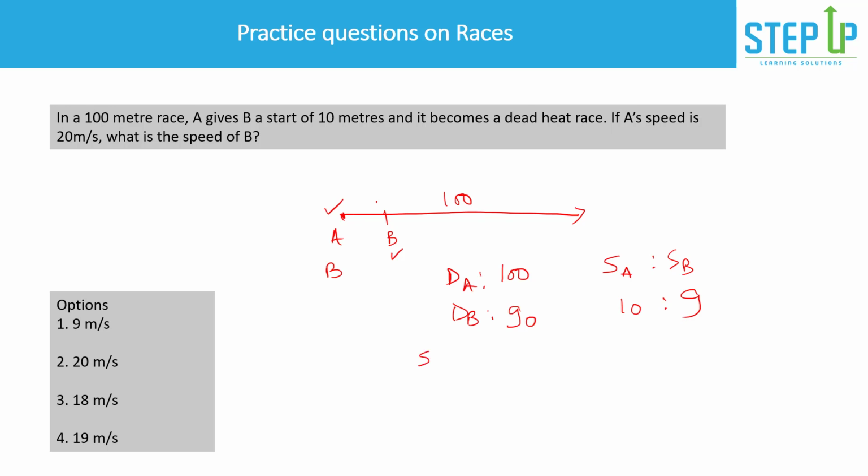Okay, now we know, if they are saying A's speed is 20 meters, this is, we are saying 10:9, this is, we are saying 10, but it is actually 20. That means you have a multiplying factor of 2. If in a ratio you multiply here by something, you will have to multiply here also by the same thing. That means if this is 20, which is A's speed, how much would be B's speed? This would be 18. So this is your answer, and this is what is asked. So 18 meters per second.